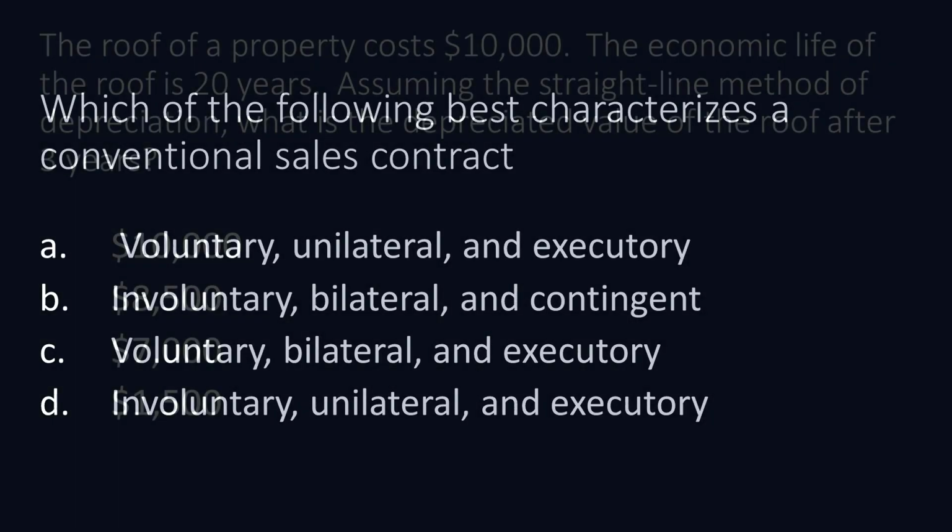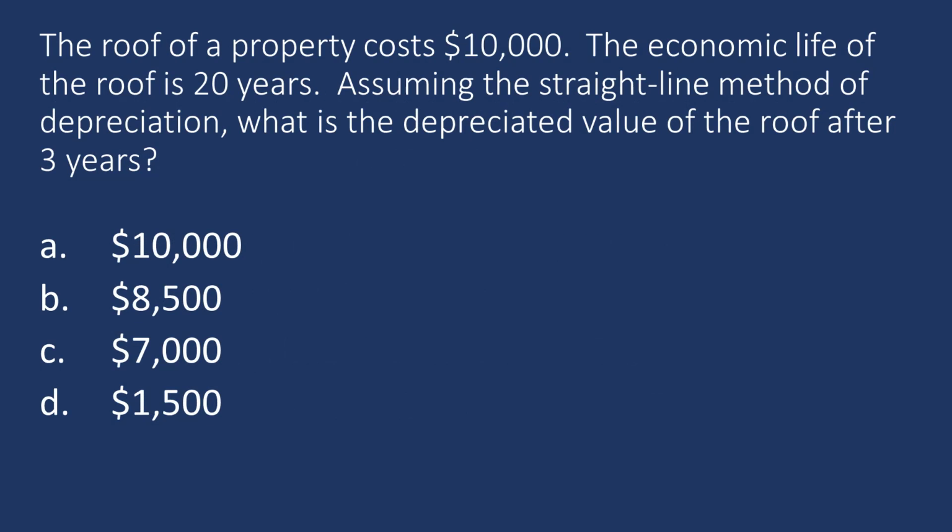Question number 17. The roof of a property cost $10,000. The economic life of the roof is 20 years. Assuming the straight line method of depreciation, what is the depreciated value of the roof after 3 years? A, $10,000. B, $8,500. C, $7,000. Or D, $1,500.